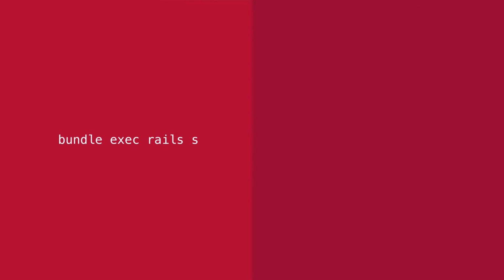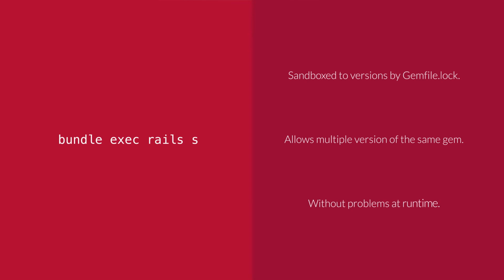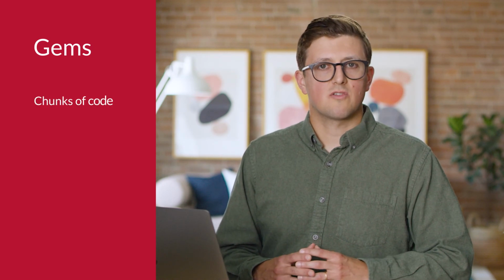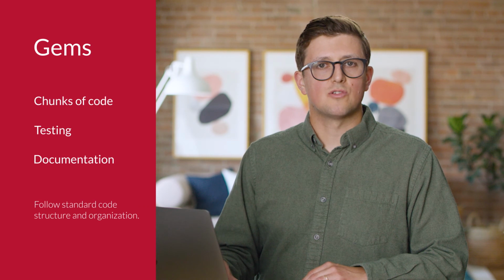When you run commands using bundle exec, like bundle exec rails s, Bundler will ensure that the environment is sandboxed to the version specified by the lock file. This allows for a version of Ruby to have multiple versions of the same gem installed without causing problems at runtime. So, in summary, gems are self-contained chunks of code, testing, and documentation that follow a standard code structure and organization.